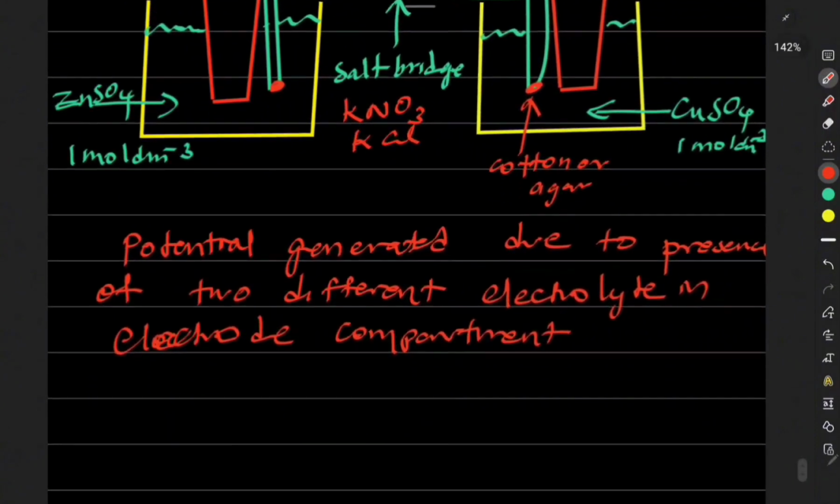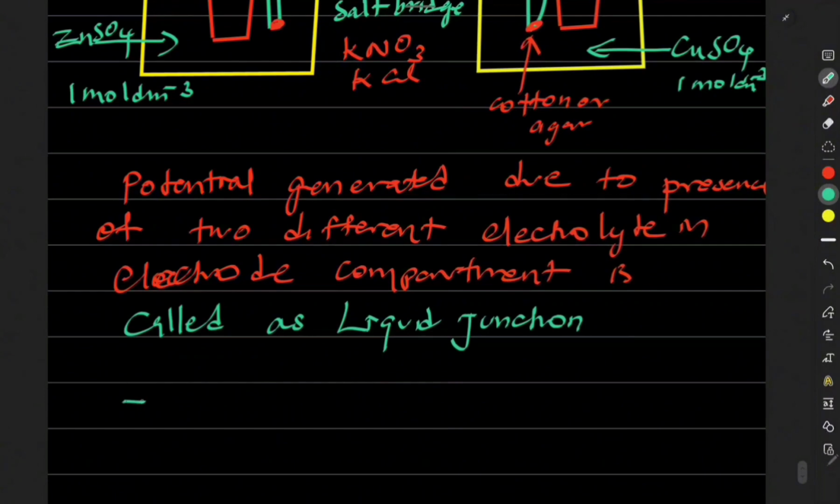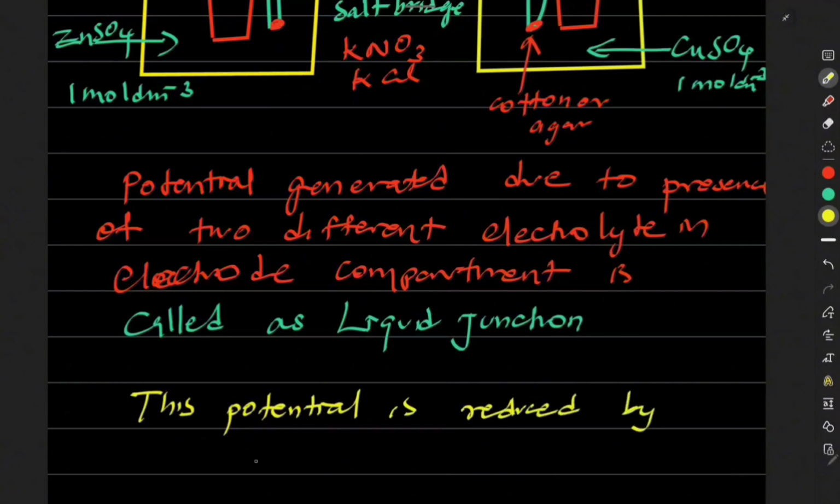This is called the liquid junction, and this potential that is created is reduced by the salt bridge.